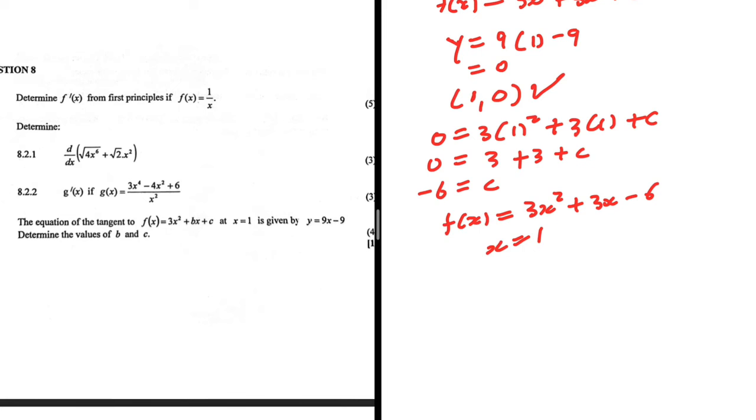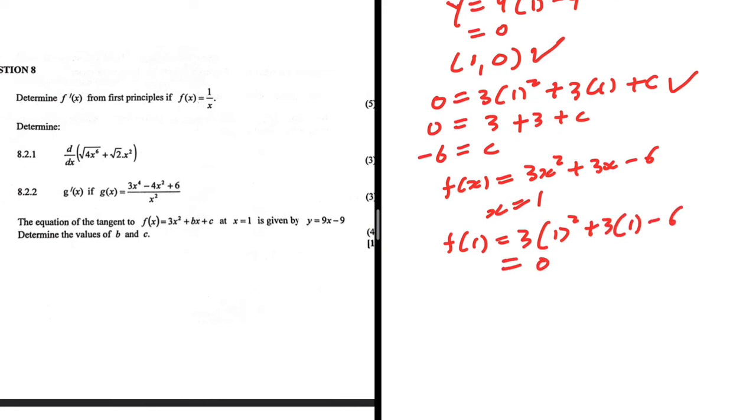Yeah, we will get 0 because we got the value of c using that fact. So we should get 0. But let's just see. f at 1 is equals to 3 times 1 squared plus 3 times 1 minus 6. Okay, that's fine.